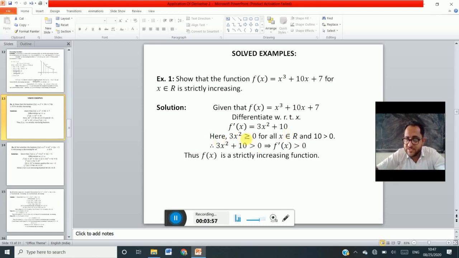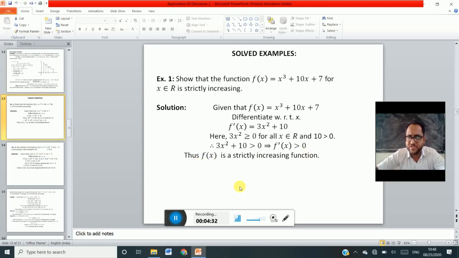Here 3x square is greater than or equal to 0. Why greater than or equal to 0? Because x belongs to R, that is, a real number. Therefore 3x square is greater than or equal to 0 for all x belongs to R, and 10 is also greater than 0. 10 is added to the 3x square, therefore 3x square plus 10 is greater than 0. That means f dash x is greater than 0. Therefore the function is strictly increasing, right?